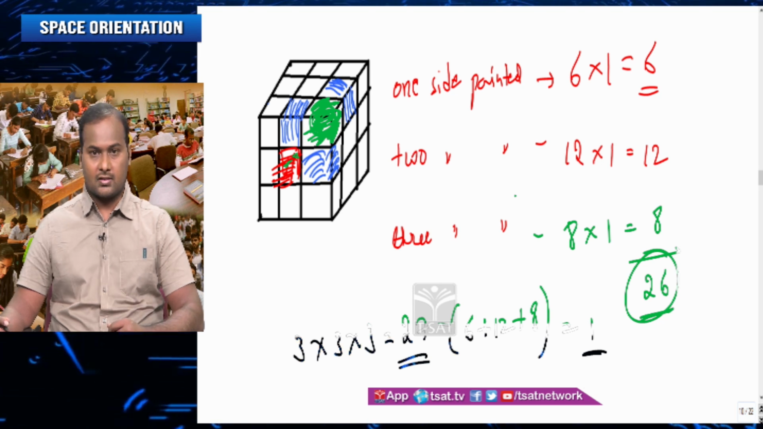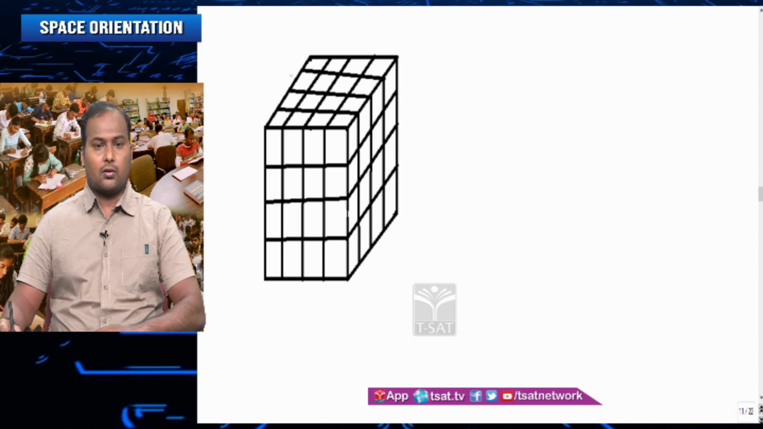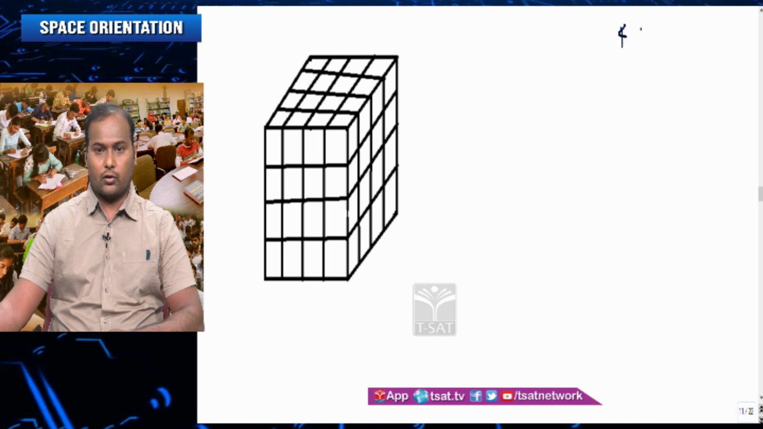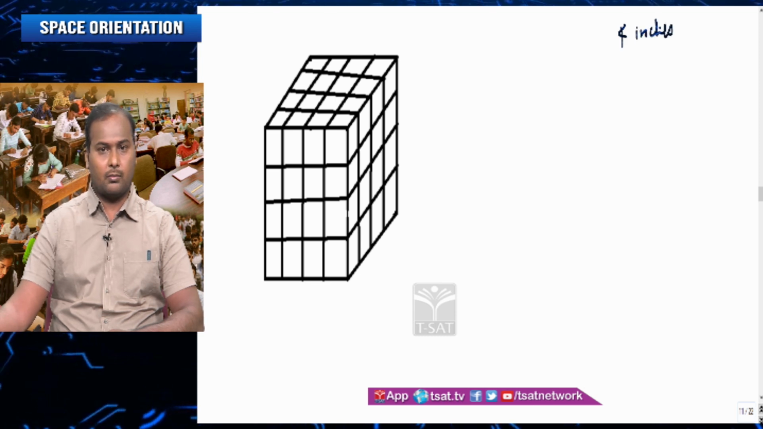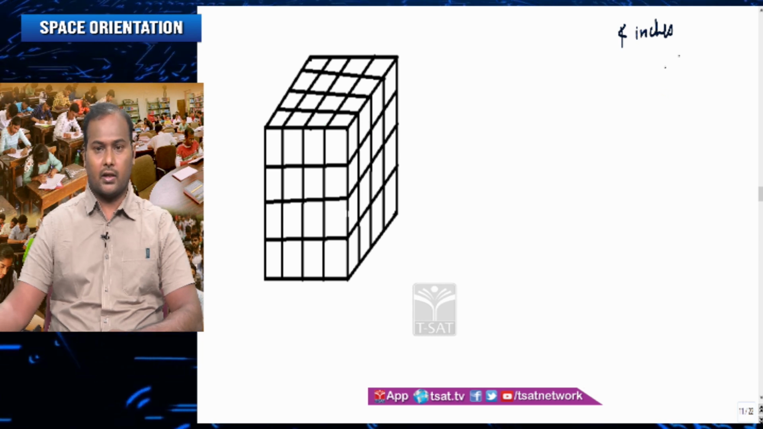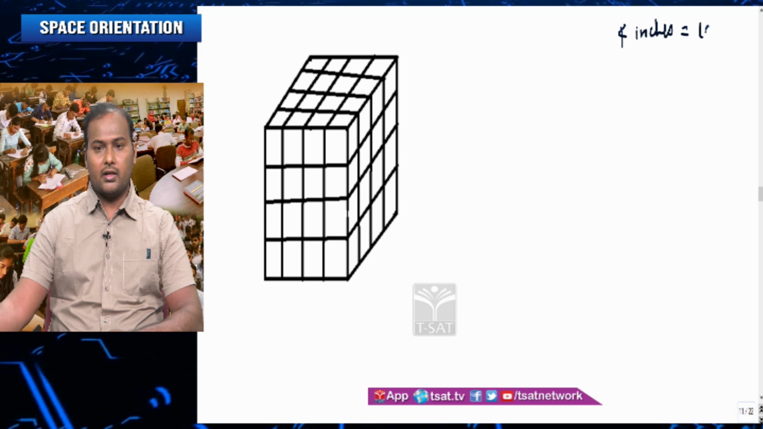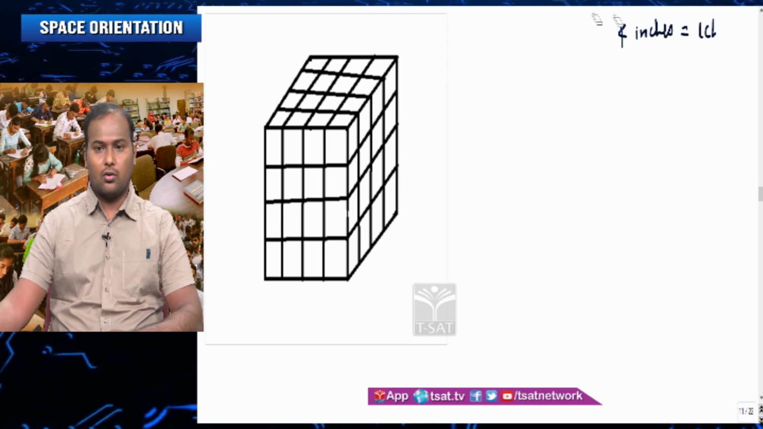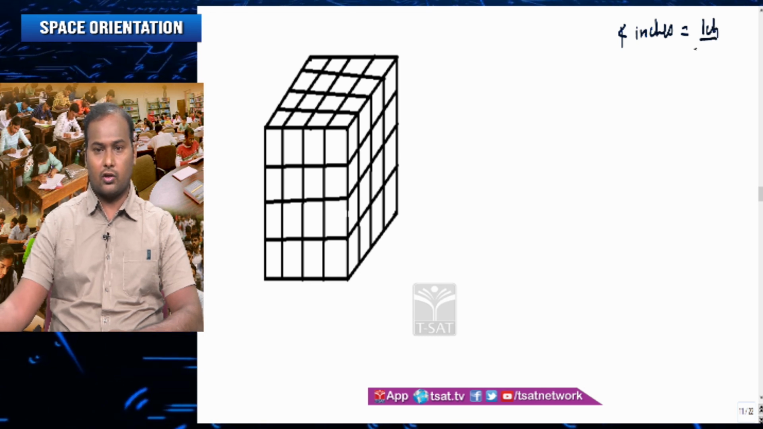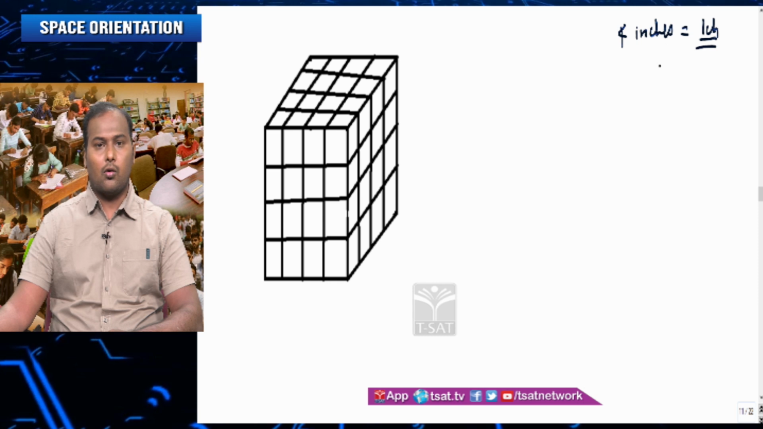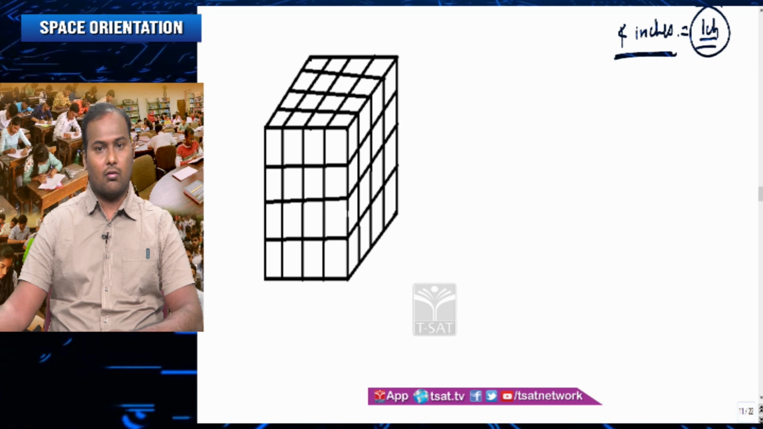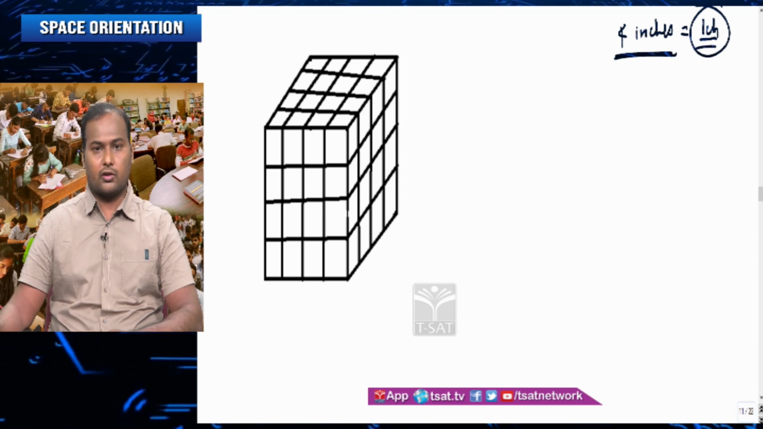See, in this particular question, the question is the same, a cube of 4 inches. Remember, a cube of either 4 inches or 4 centimeters, it doesn't matter. A cube of side 4 is taken and cut into 1 inch size. Then total how many small cubes are possible? So here we are taking 4 inch and cutting into 1 inch. So total how many small cubes are possible?